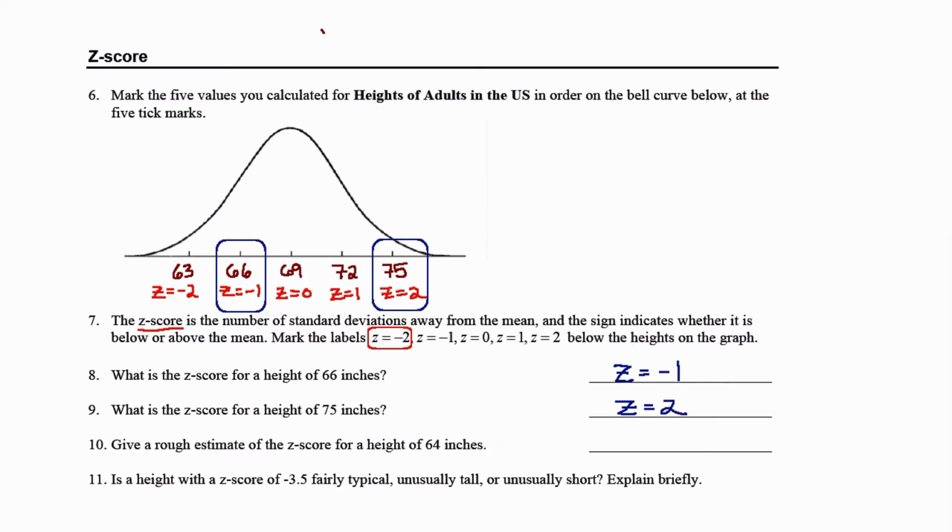And for 64 inches, we'd have to estimate. So I'm going to come in here and identify where 64 would land. It would be between 63 and 66, a little bit closer to 63. So that z-score would have to be between -1 and -2, a little closer to -2. I'm going to say that z is approximately equal to -1.7. It's really like -1 2/3, we would say, but this is a reasonable estimate of that.